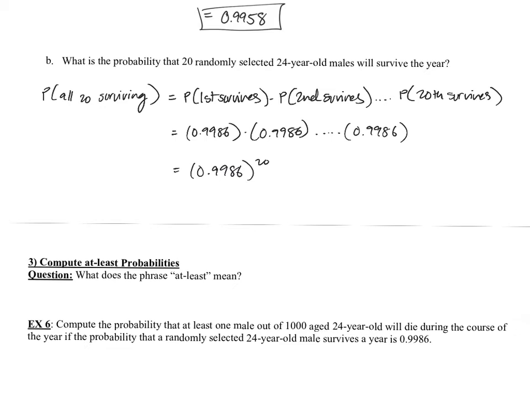Okay, let's plug that in the calculator, and what do we get? 0.9724. So if we randomly selected 20 24-year-old males, we'd expect the probability that all survive to be 0.9724.